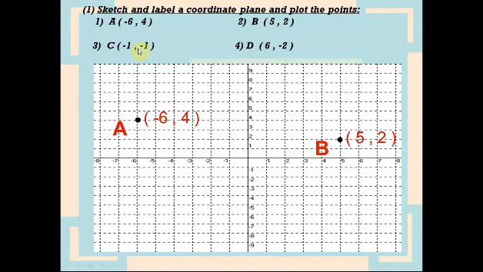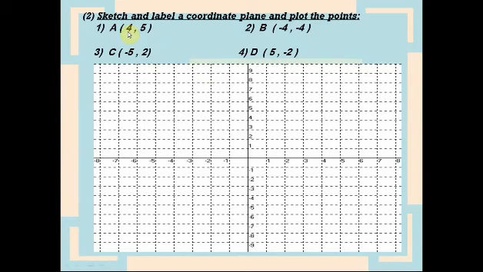Point B. Point C (-1, -1): -1 on the x-axis and -1 on the y-axis. In front of -1 on the x-axis and -1 on the y-axis. Point D (6, -2): in front of 6 on the x-axis and -2 on the y-axis. This represents point D.